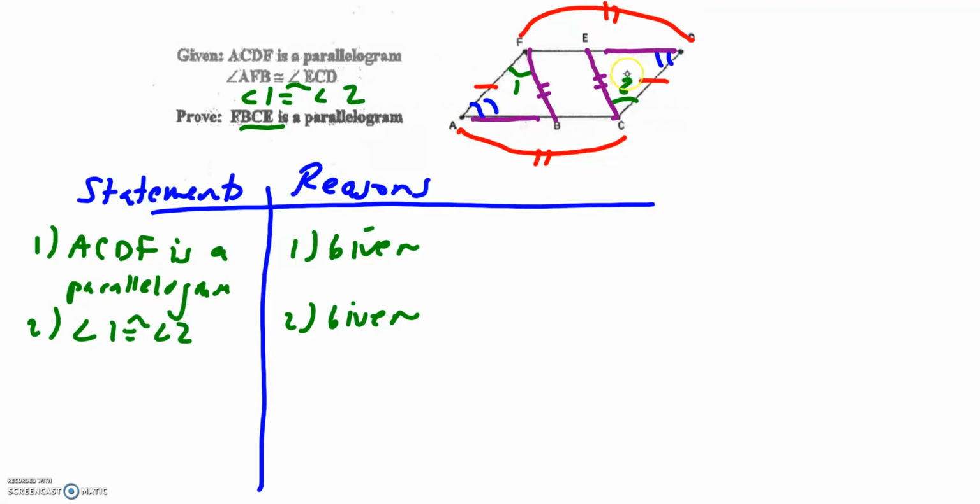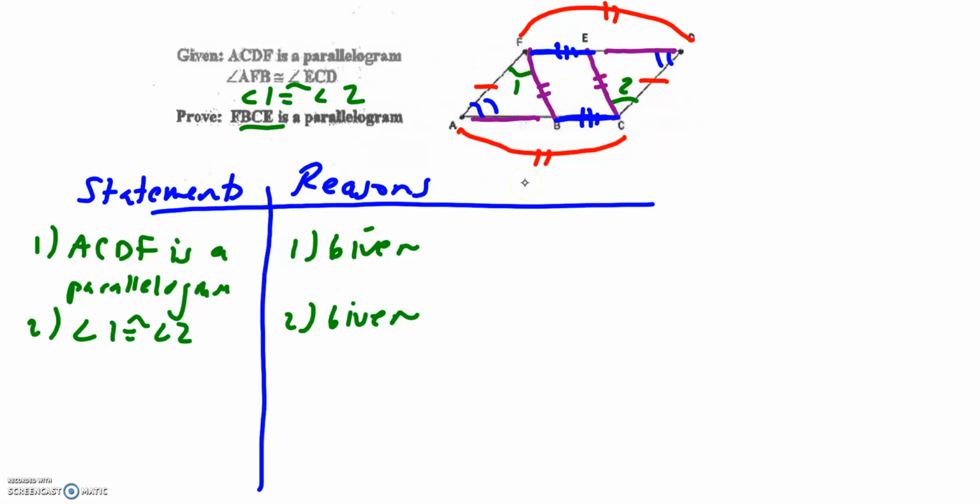which means I could take the big red segment, subtract the purple segment, and get this blue segment by the subtraction property. So it looks like now you could say that both pairs of opposite sides of the quadrilateral inside are congruent, so this has to be a parallelogram.